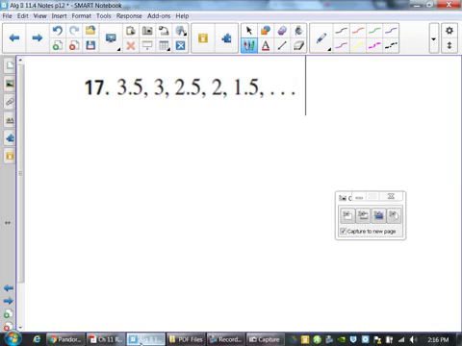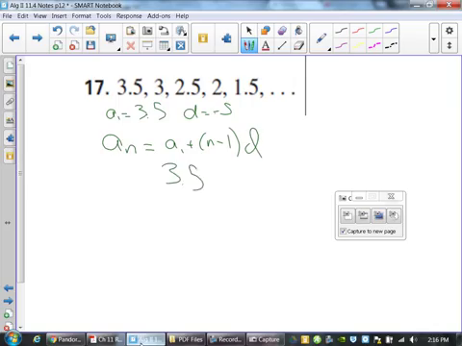Your first term is 3.5, your difference is negative 0.5, and you fill in the blanks. The nth rule is the first term plus, what's that? Oh, I was saying first term at the same time there. Negative 0.5. You fill in the blanks, and then you just distribute and simplify. Combine like terms. That's how you write those rules.